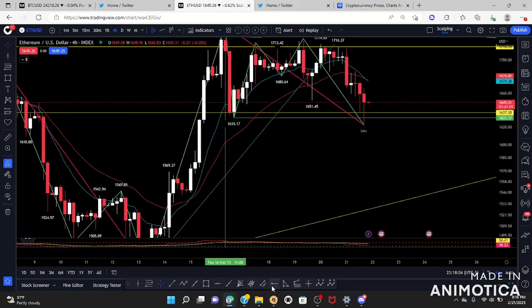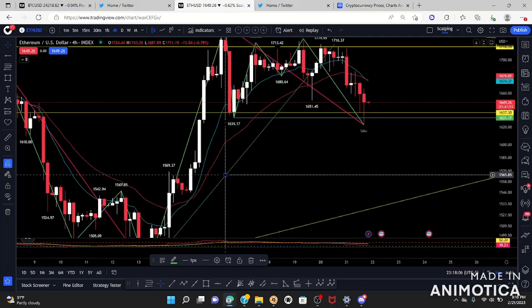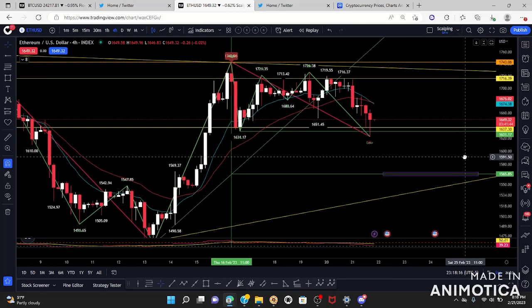So my next target for ETH, wow, 1565. That's going to be a beautiful short. Oh wow.